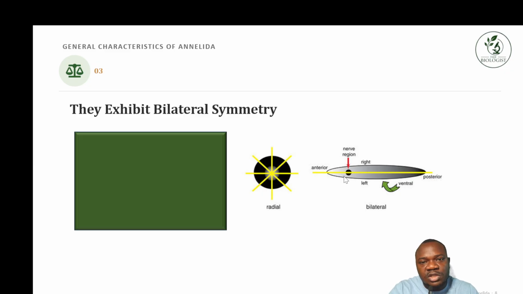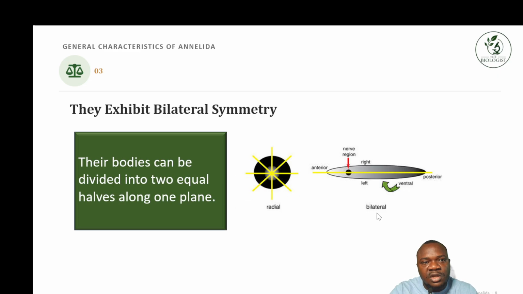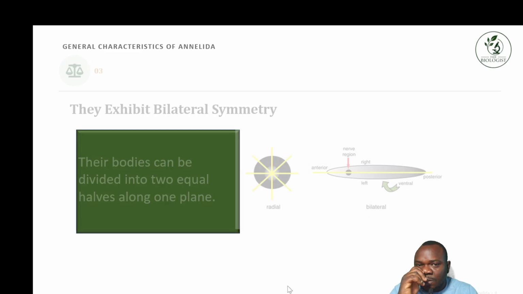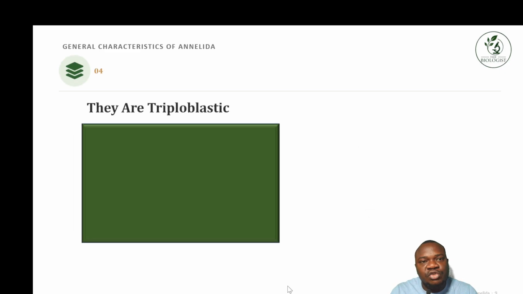So bilateral symmetry is where a central point divides the organism into two equal parts. It's called bilateral. I can see this one here in radial, but I don't refer to radial, but bilateral symmetry. All right. So the next one here is that they are triploblastic.